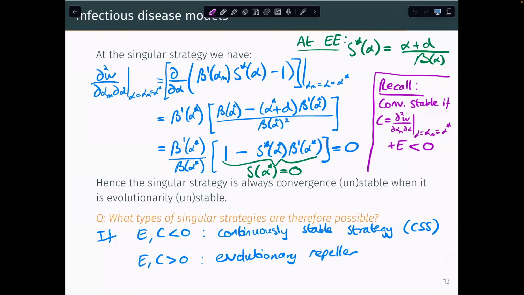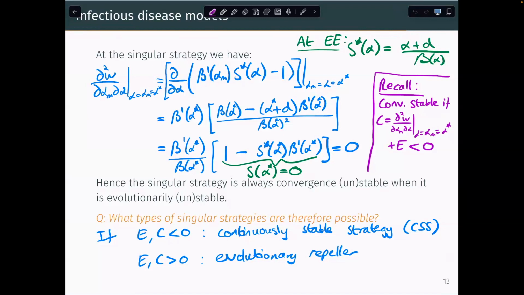So we take our second order cross derivative of invasion fitness with respect to our mutant trait and with respect to our resident trait alpha. We evaluate everything at our singular strategy alpha star. What does that look like? Well, earlier, when we were working out our selection gradient, we essentially calculated our partial derivative with respect to alpha m, sorry.